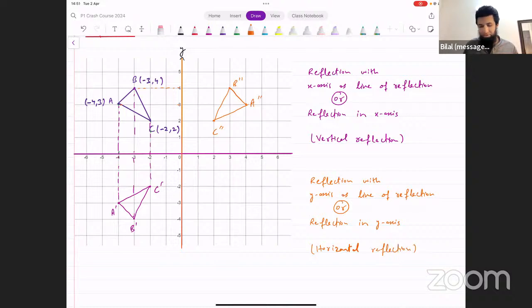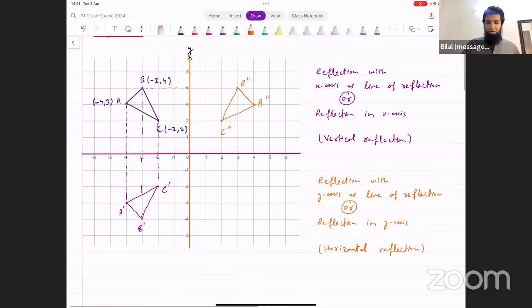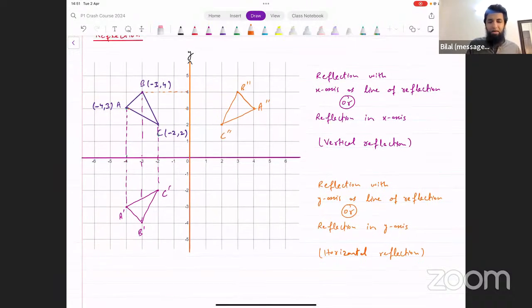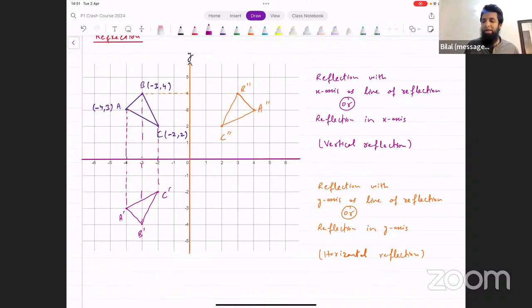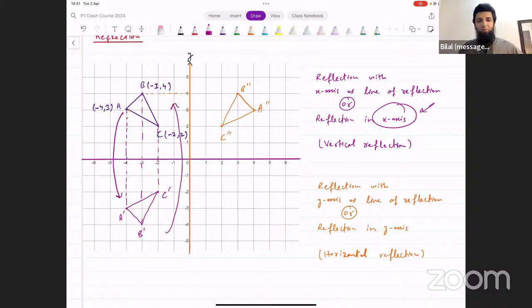Now, let me explain what that means. Horizontal transformation and vertical transformation. Horizontal basically means that your points are moving horizontally, and vertical transformation means your points are moving vertically. So if you reflect in x-axis, what happens to the points? The points that are above the x-axis, they go down. If there was any point below the x-axis, that will go up. So the movement of points is vertical. The diagram is moving up or down. So when you have reflection in x-axis, we say this is vertical reflection.